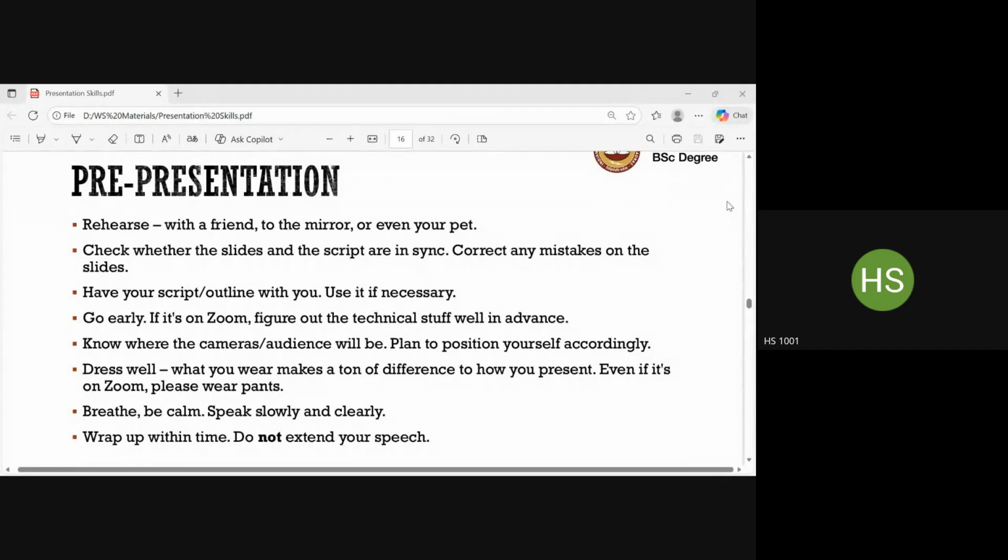It's always helpful to have your script with you. What you need to make sure is that you're not just reading stuff out of the script. You can refer to the script on and off. You can make sure that you're going according to the plan of the presentation. However, your audience should not get the feeling that you're just reading stuff out of a note or out of a document.